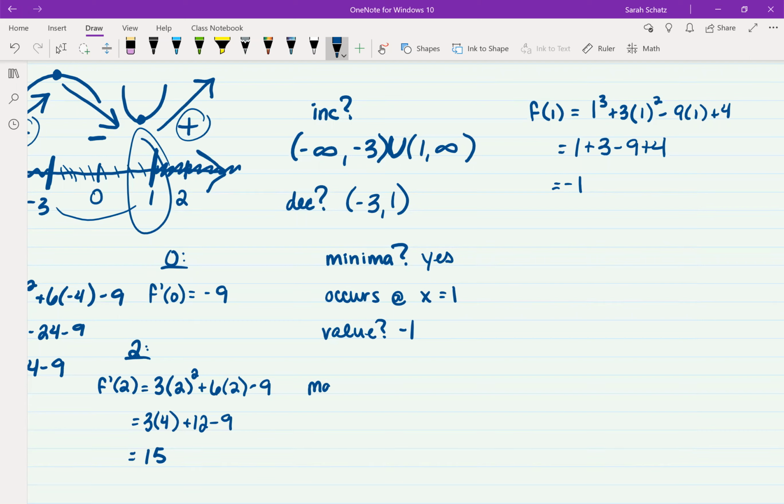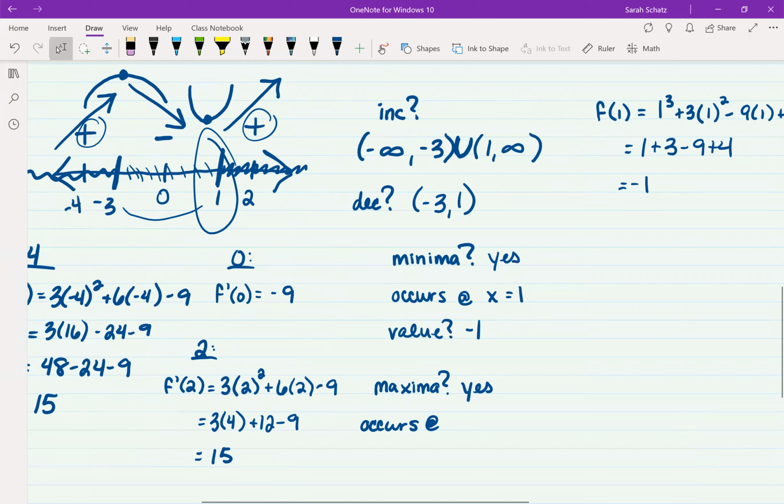On this one, you'll have an answer for both the min and the max question. So does it have any maxima or any maximum point? Yes, it does. Where does it occur? Well, you go over to your number line and you see that it occurs at this one, where our graph is going up and then it goes back down. It occurs at x equals -3.